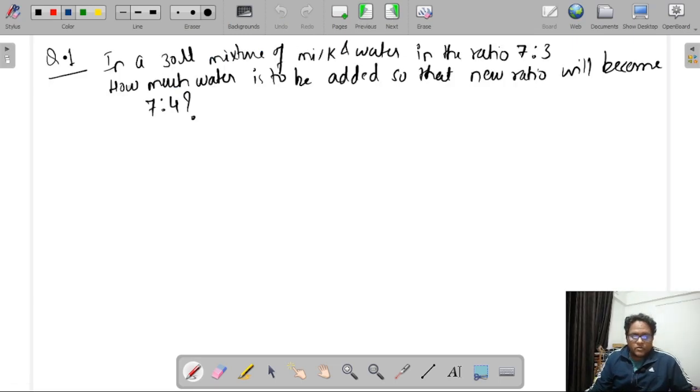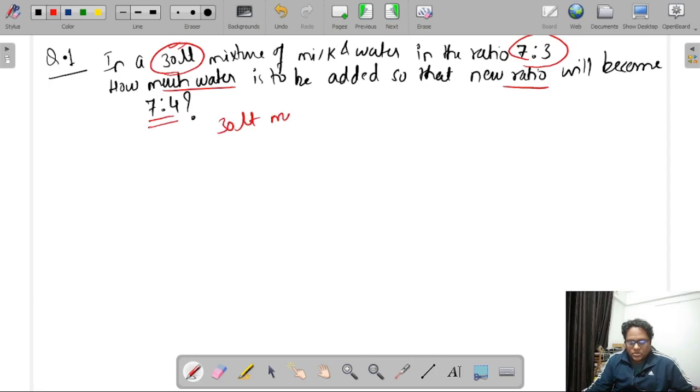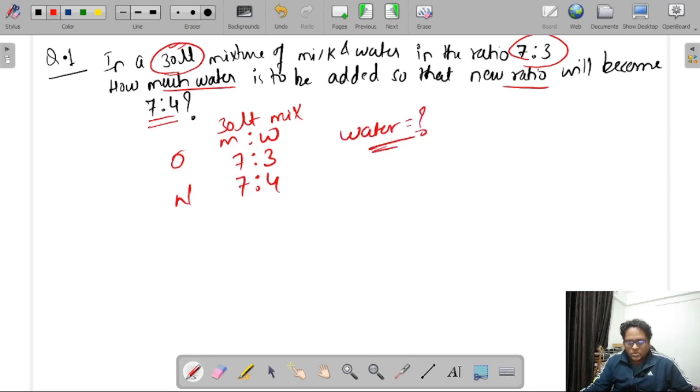For example, if you have a question like this: in a 30-liter mixture of milk and water, which are in the ratio of 7:3, how much water is to be added so that the new ratio will become 7:4? We have 30 liters of mixture. Originally milk is to water was in the ratio 7:3, and the new ratio we want is 7:4. So how much water is to be added to make this ratio 7:4?